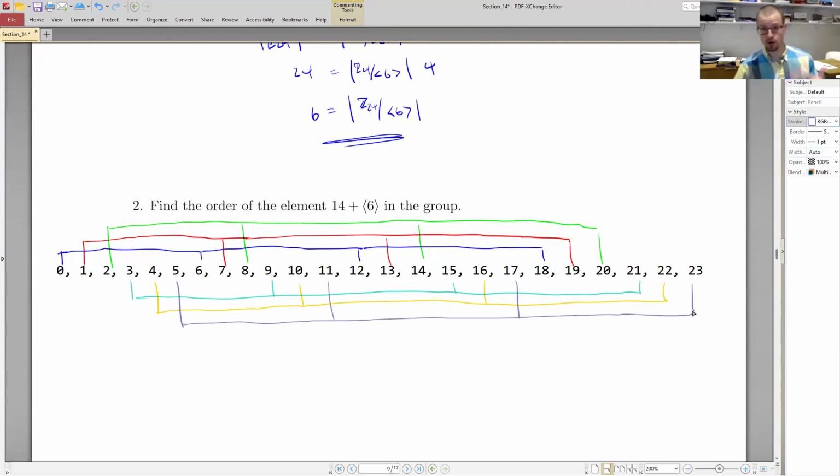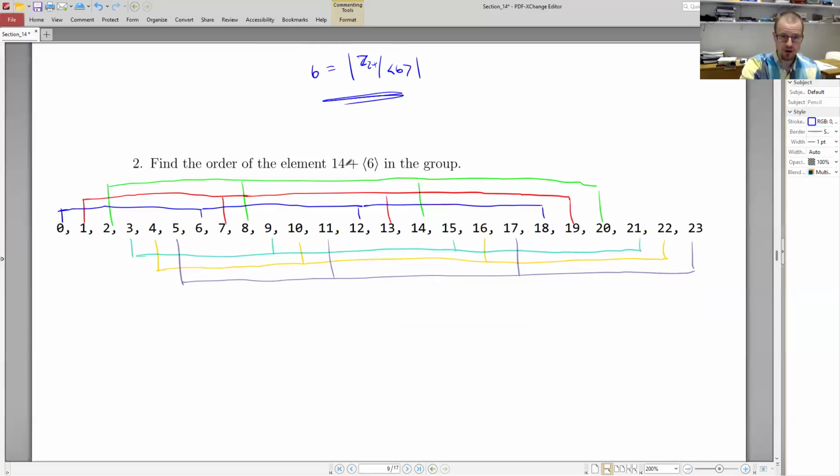So those are our cosets. Those are the 6 elements that we're working with in this group Z24 mod what's generated by 6. If I want to find the order of this element, I'm looking to add it to itself sufficiently many times that I'm going to get either 0, 6, 12, or 18, right? Multiples of 6.